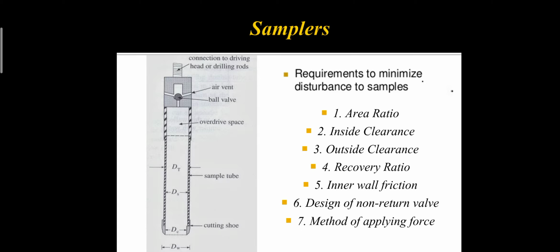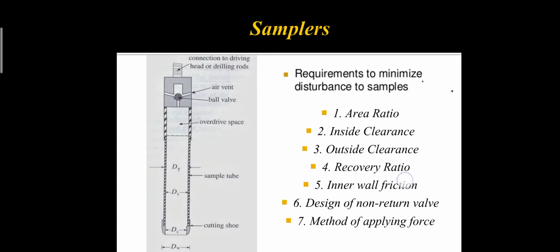You don't have to inject only into a vein. Different specifications are there for different equipments. When you take a cutting tool, cutting knife, everything has some specifications. It should be of this diameter and this length, only then it will give the correct result. So everything has specifications. Similarly, samplers have specifications or certain requirements, and there are 7 types of requirements for a good sampler. The requirements are area ratio, inside clearance, outside clearance, recovery ratio, inner wall friction, design of non-return valve, and method of applying force.